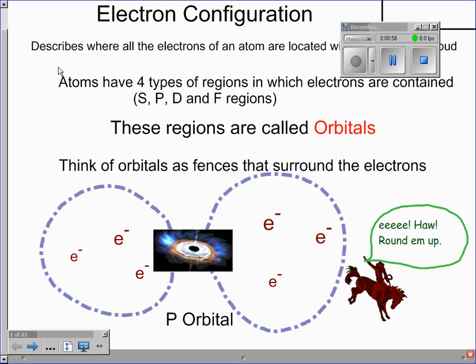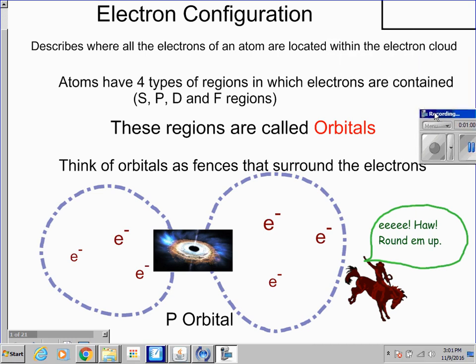So the electron cloud contains all the electrons, and if scientists can figure out exactly where all the electrons are located, we suddenly know a lot about the atom. We know a lot of properties about the atom. So that's why electron configuration is important.